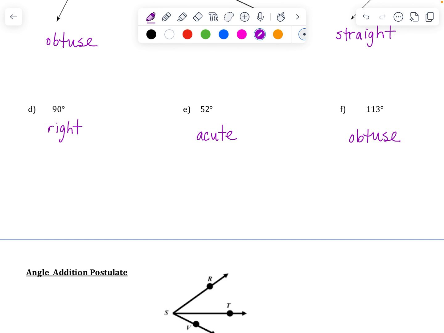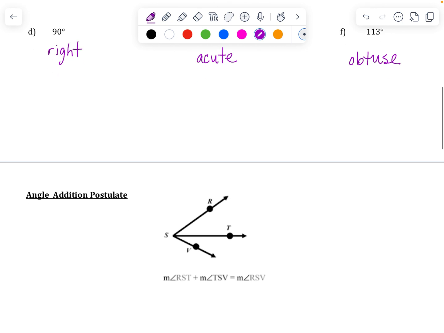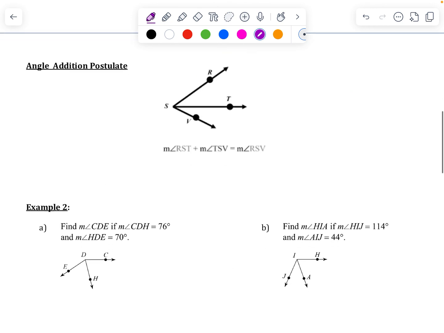So one of the things we want you to be able to do with angles is to classify them as acute, right, obtuse, or straight, depending on their measurements. Another thing we want you to be able to do with angles is apply what's called the angle addition postulate. The angle addition postulate works very much like the segment addition postulate.